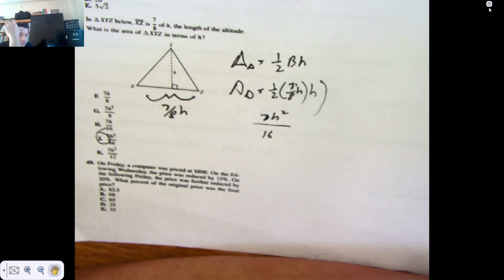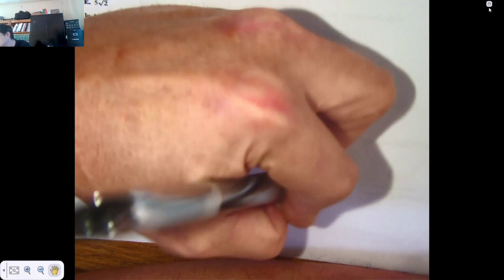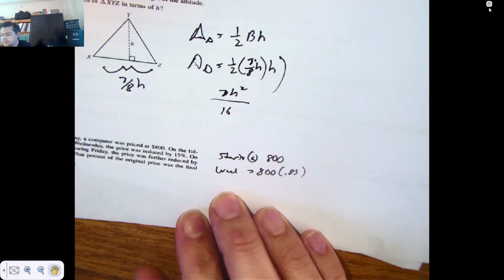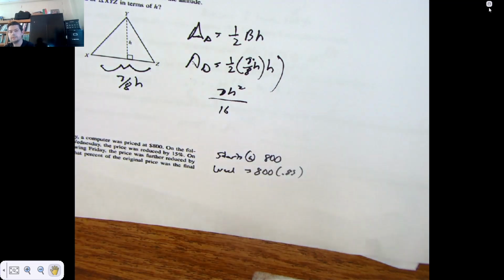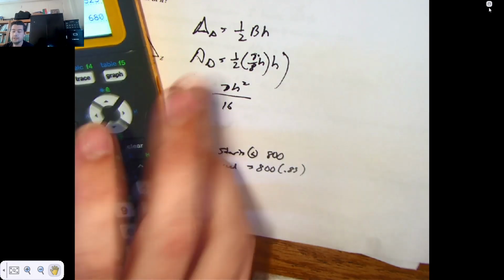That easy. On Friday, a computer was priced at $800. On the following Wednesday, the price was reduced 15%. On the following Friday, the price was further reduced by 20%. You know what most kids do is they add 15% and 20%, and that's what they discount it by. So it starts at 800. Wednesday, it is going to be 85% of that, because 100% minus 15% is 85%. So that is going to be $680.